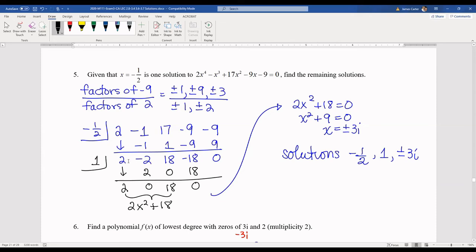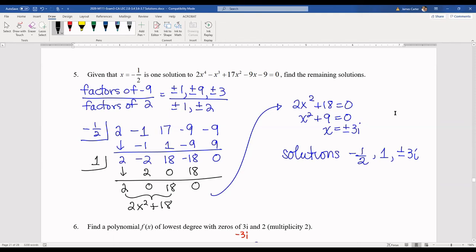Now, we're just going to try, based on these, positive 1. It might have been right, it might not have been right. In this case, because we came up with a 0 remainder, it was correct. Well, what does that leave us? That leaves us 2x squared plus 18. So far we've got these 2 values. We can take this and divide every term by 2, which is what they did here. Now they take the 9 over to the other side.